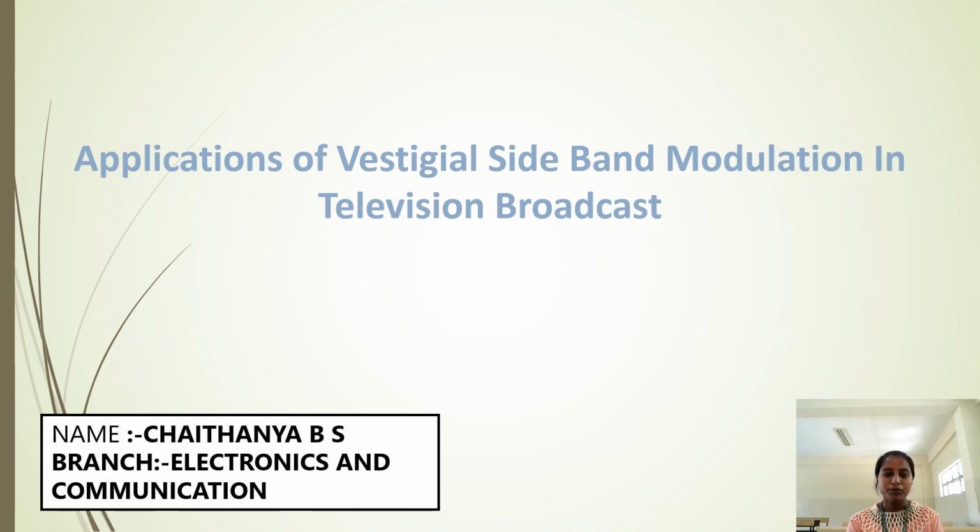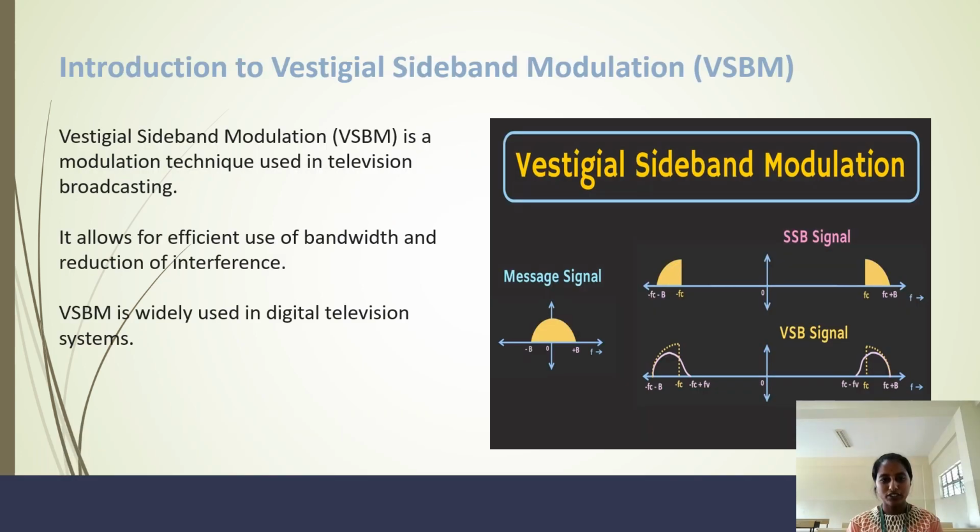Today I am here to explain about the vestigial sideband modulation in television broadcast. Let's know the introduction to vestigial sideband modulation. Vestigial sideband modulation is a modulation technique used in television broadcasting. It allows for efficient use of bandwidth and reduction of interference. It is widely used in digital television systems. In this picture, we can see the vestigial sideband modulation, SSB signal, VSB signal and message signal.